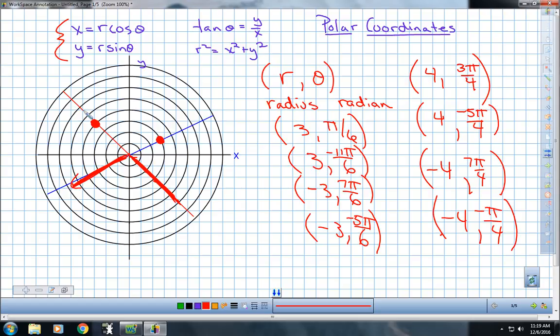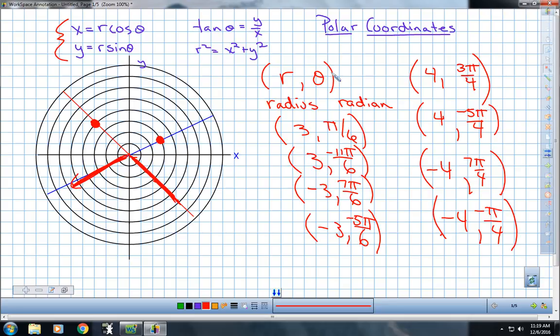Okay? All right, now you will notice at the top of this page, you'll want to get this down in your notes. At the top right-hand corner here, we have x equals r cosine theta, y equals r sine theta. Write that down. And then also write down the tangent of theta equals y over x, and then r squared equals x squared plus y squared. Write that down.